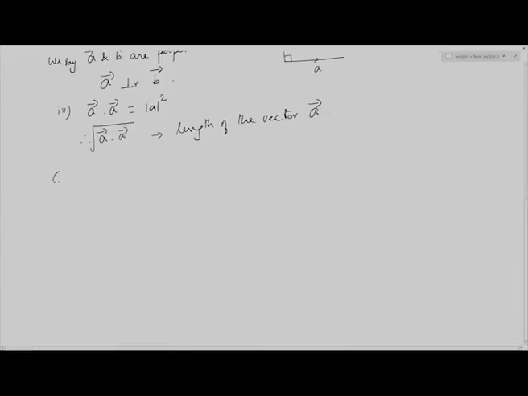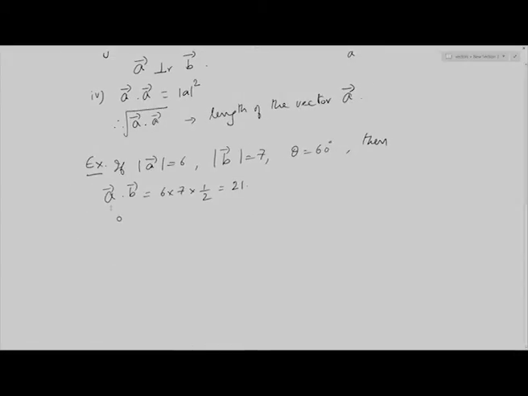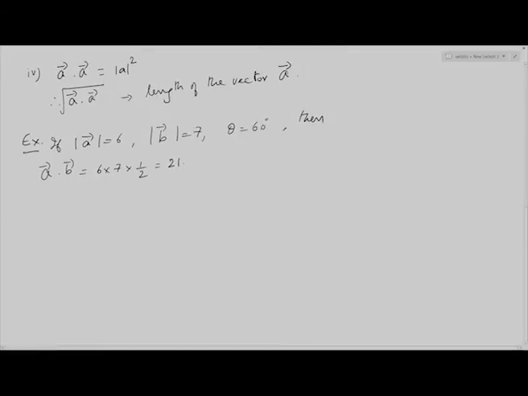To illustrate this, let me take this simple example. If mod A is equal to 6 and mod B is equal to 7 and theta equals 60 degrees, then A dot B is equal to 6 into 7, because mod A into mod B into cos 60, cos 60 is 1 by 2, therefore, the answer is 21. Okay, so, what is 21? 21 is the scalar product of the given vectors A and B.